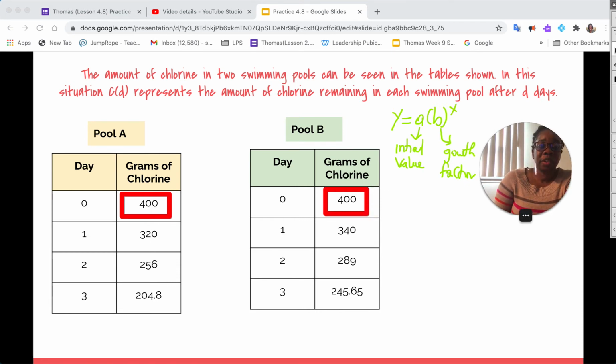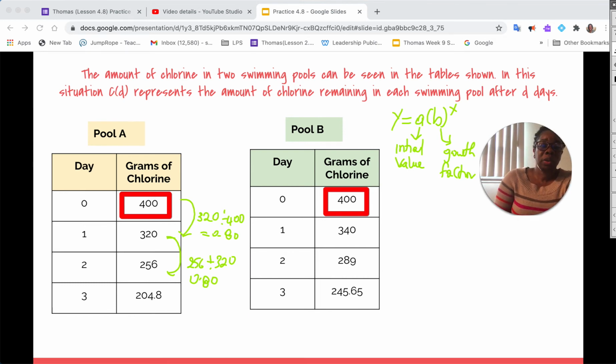And now we've got to figure out, well, how is this changing? So as I go from 400 to 320, how do I get that? Well, that's going to be 320 divided by 400. What does that give me? That is 0.80. How do I go from here? What's my growth factor? That is 256 divided by 320. When I put that in the calculator, what am I getting? That is also 0.80. Okay, so I just need both of those values in order to write the equation.